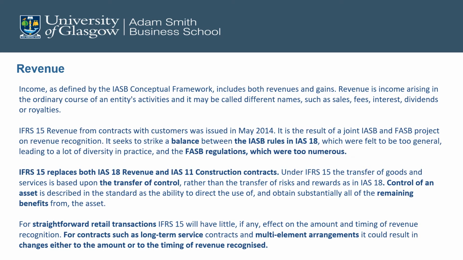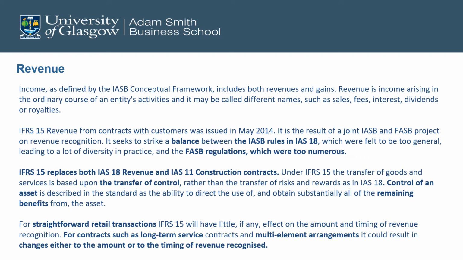IFRS 15 Revenue from Contracts with Customers was issued in May 2014. It was the result of a joint IASB and FASB project on revenue recognition. It seeks to strike a balance between the IASB rules in IAS 18, which were felt to be too general, leading to a lot of diversity in practices, and the FASB regulation, which was thought to be too numerous. So IFRS 15 effectively replaced both IAS 18 Revenue and IAS 11 Construction Contracts.